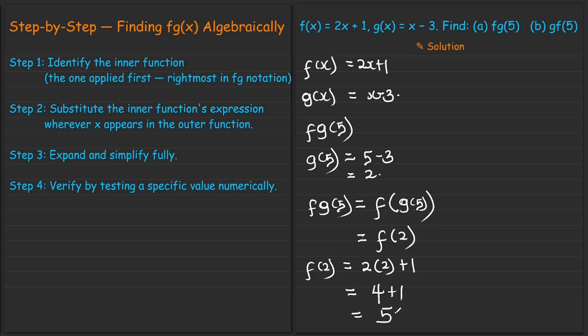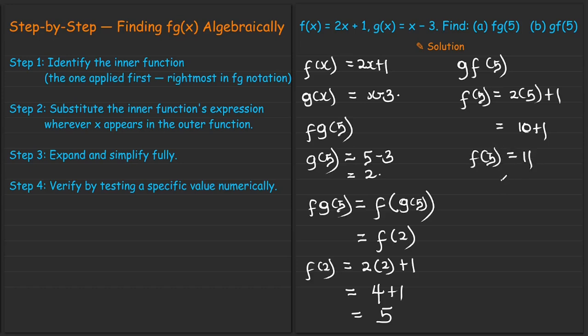As simple as that. For the second one, we want g of f of 5. So let's first solve f of 5. f of 5 is going to be, anywhere we see x in the f of x function, we put 5 there. So we have 2 into bracket 5 plus 1. 2 times 5 gives us 10. So we have 10 plus 1. It simply means our f of 5 gives us 11.